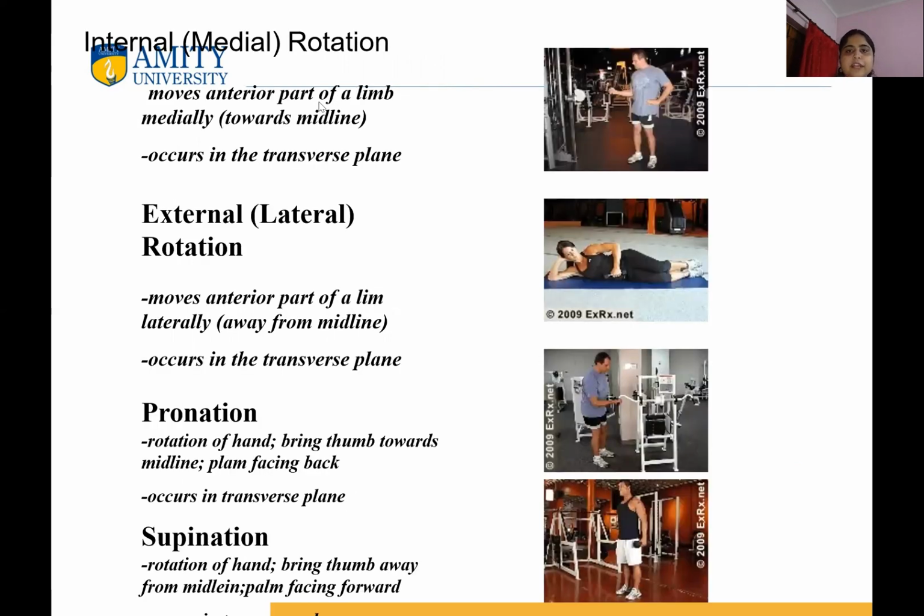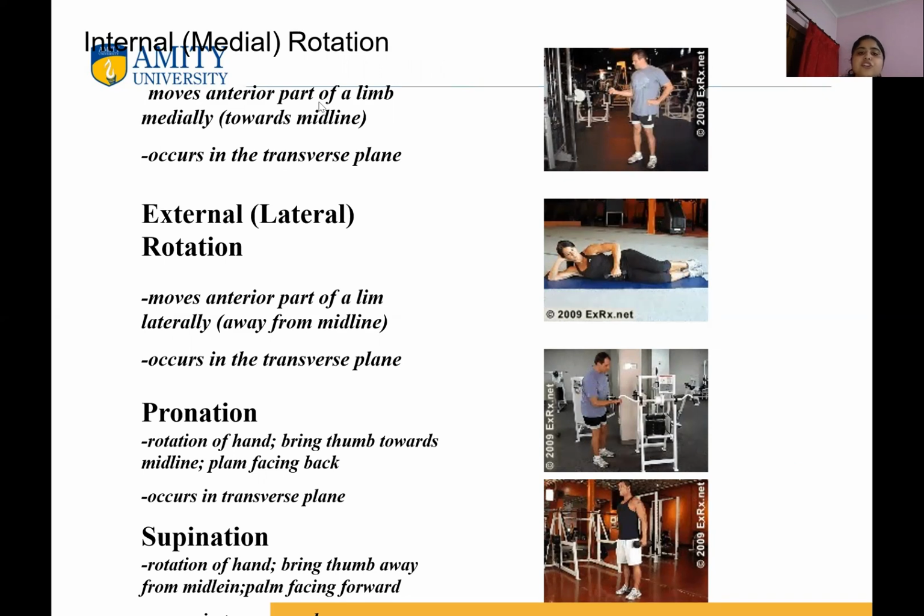This is medial rotation. In the picture also, it is depicted moving the anterior part of a limb medially. It occurs in the transverse plane. Then there is external or lateral rotation, moving the anterior part of the limb laterally. It also occurs in the transverse plane.